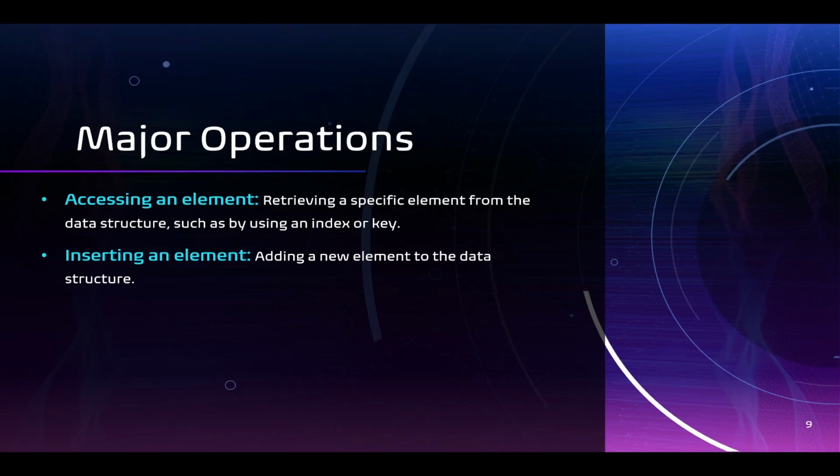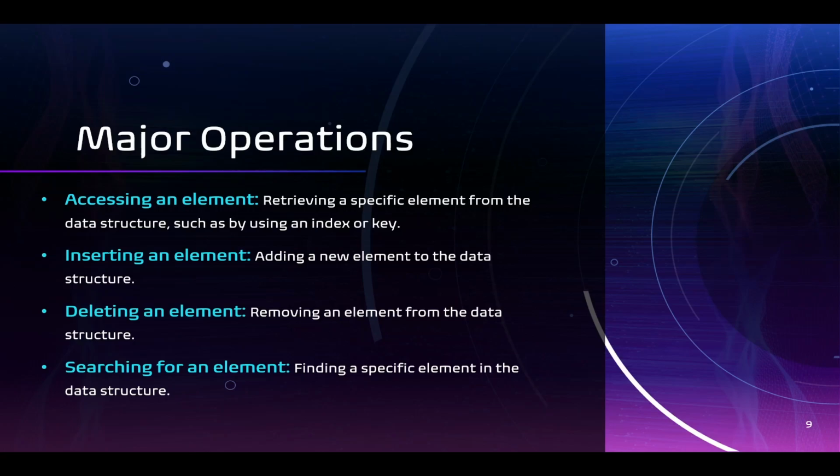So this operation basically involves adding elements to the data structure. For example, we can insert a new node to a linked list. We saw how to insert a new node at the beginning, end, or the middle of the linked list. The third operation is deleting an element from a collection of elements. So this is basically removing an element from the data structure. For example, deleting a node from a binary tree, or deleting a node from a linked list.